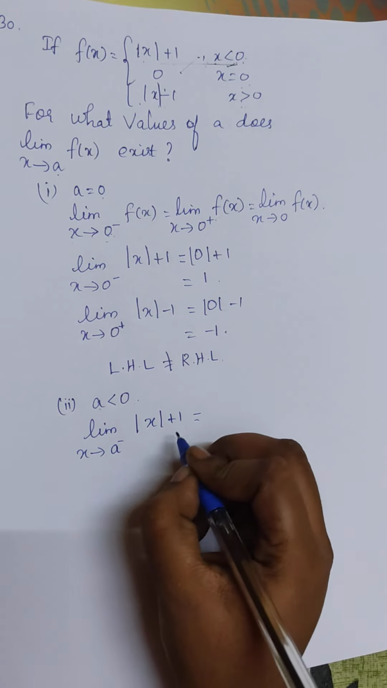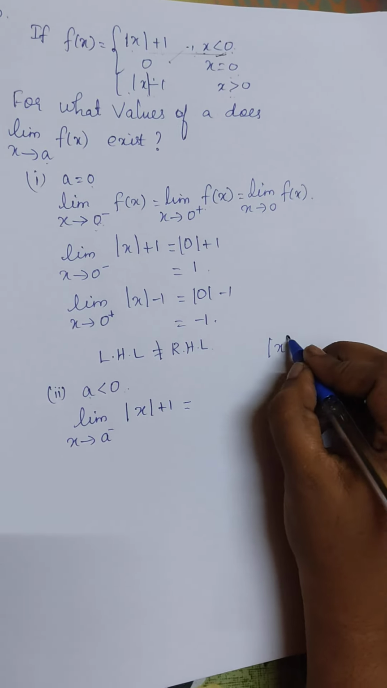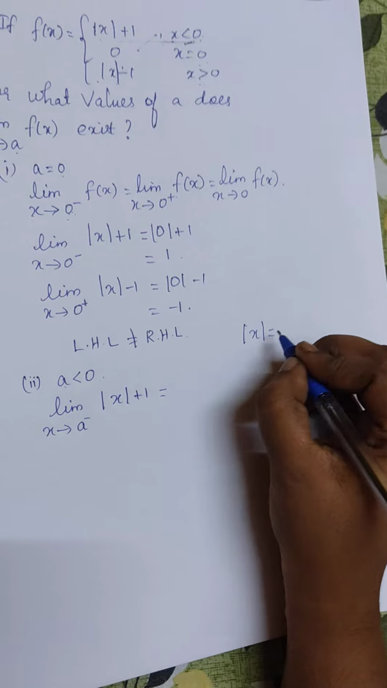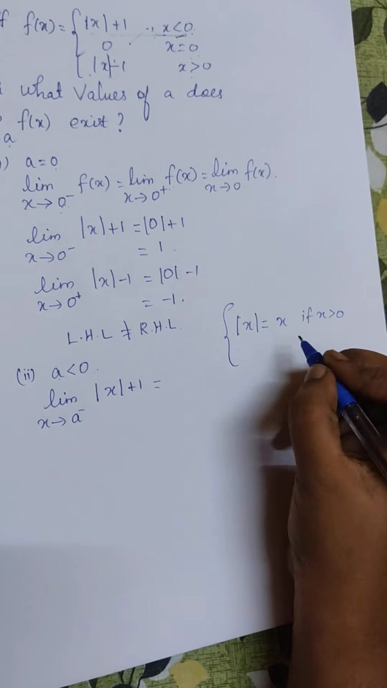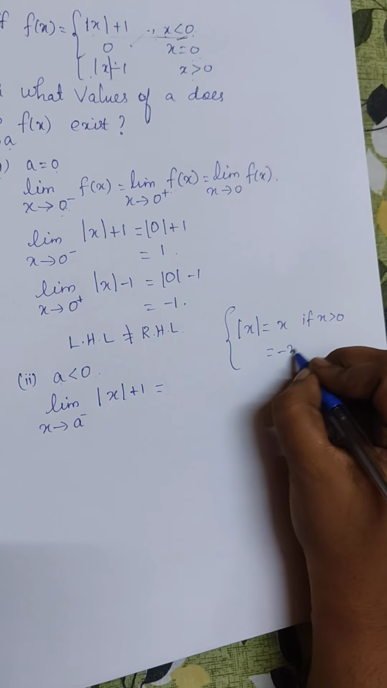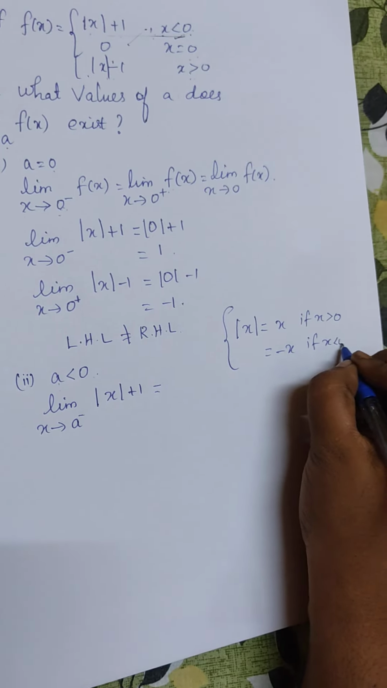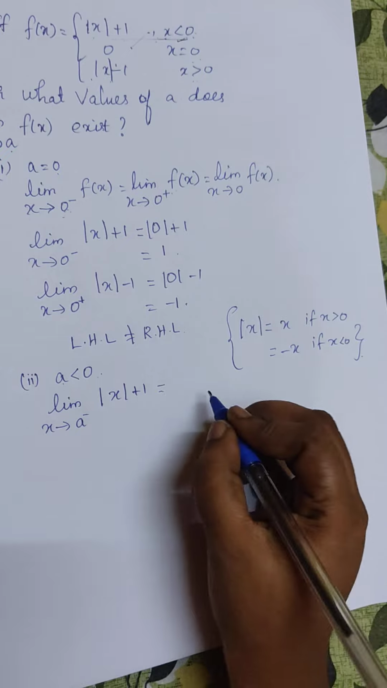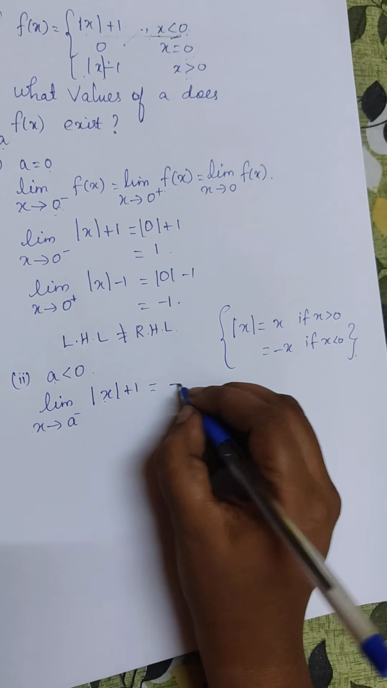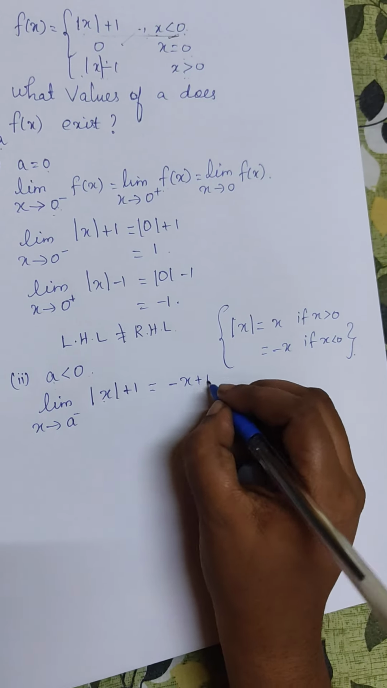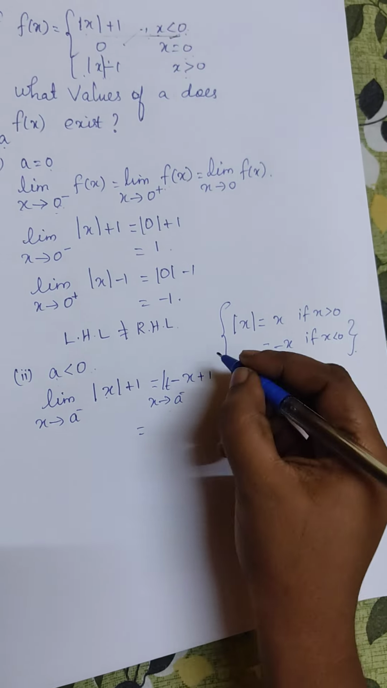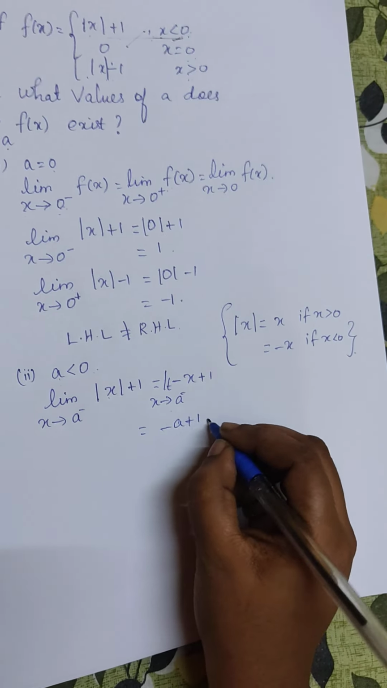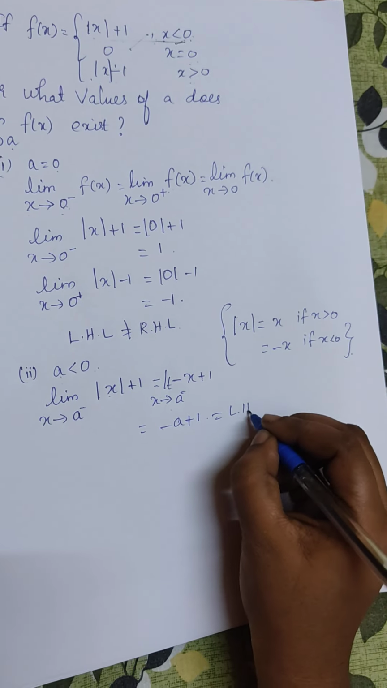Now here we have mod x. Mod x can be defined like this: mod x will be x if x is positive, and mod x will be minus x if x is negative. So based on this definition, we can write it as minus x plus 1. After substituting the limit value, we will get minus a plus 1. So this is the left-hand limit.